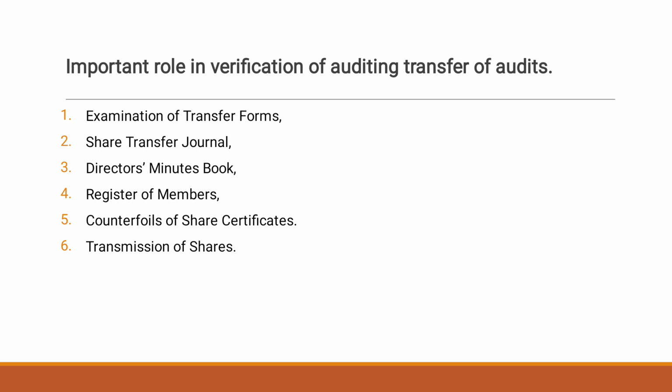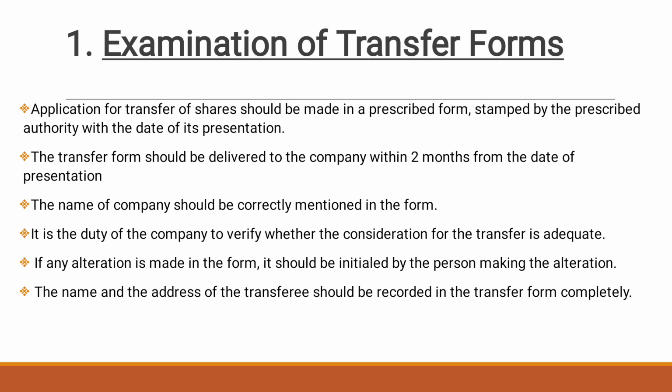So first one, examination of transfer forms. Second one, share transfer journal. Third one, director's minutes book. And fourth one, register of members. And fifth one, counterfoils of share certificates. And sixth one, transmission of shares. So I will explain the first point, examination of transfer forms.